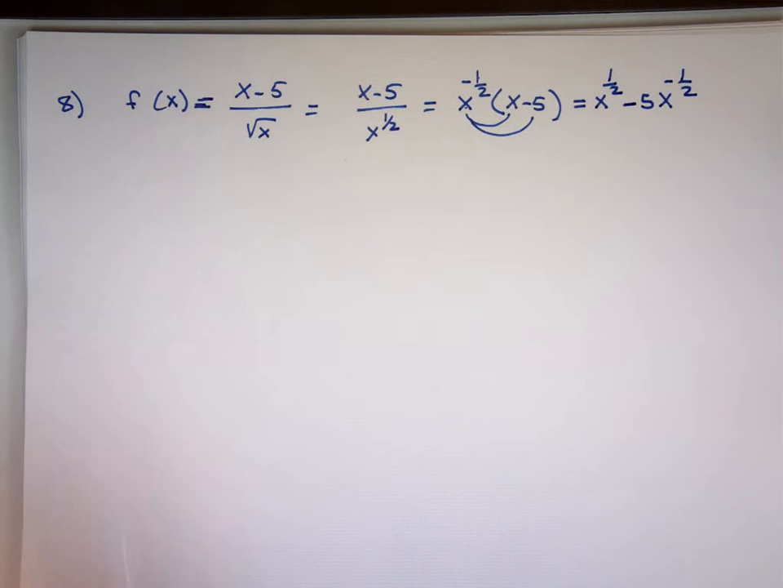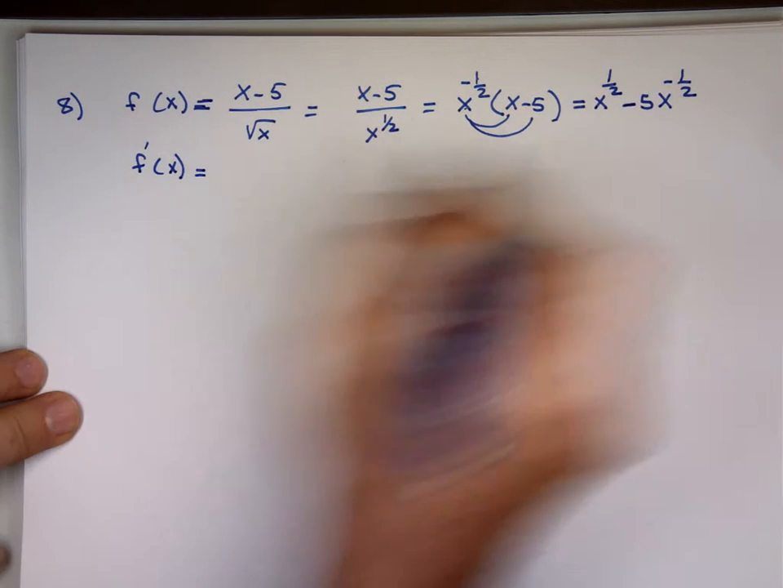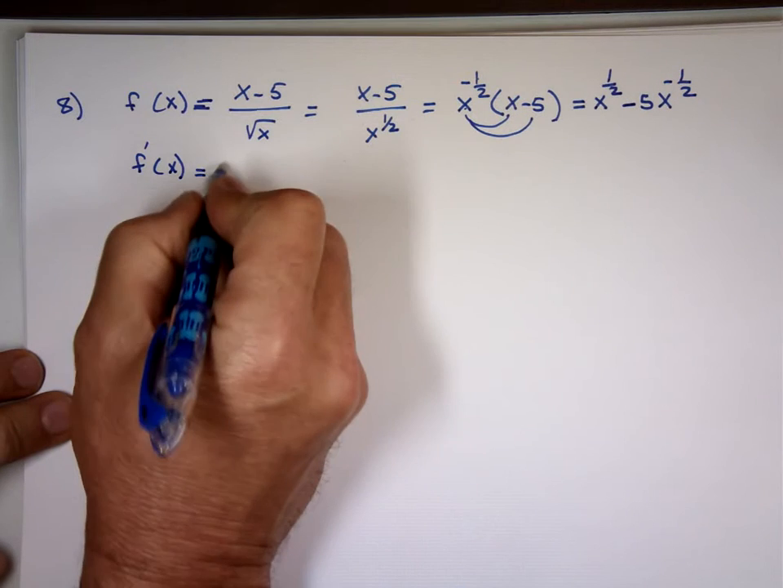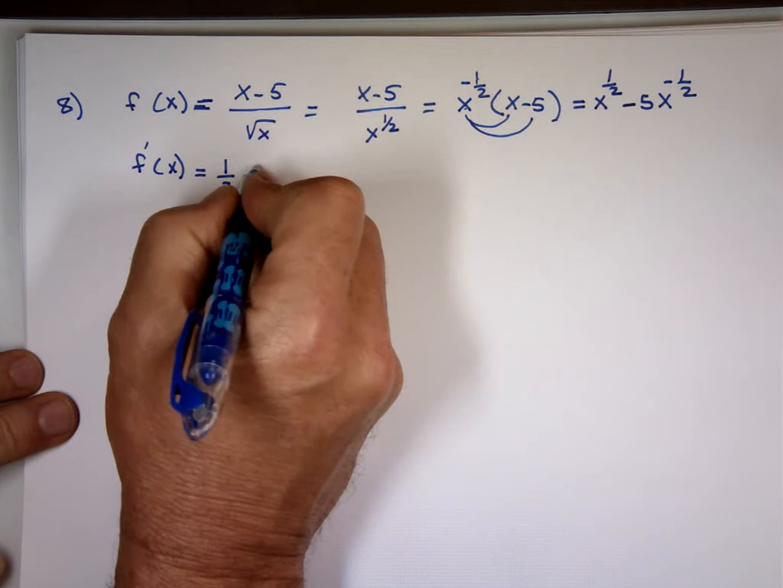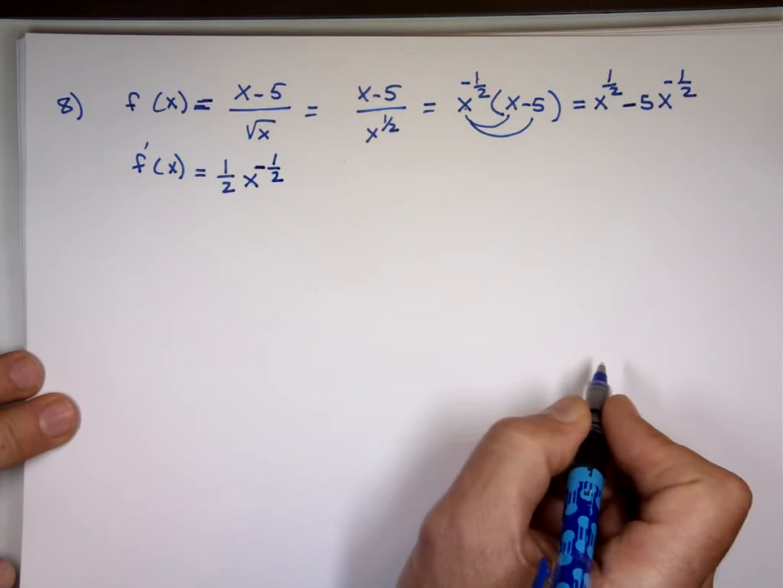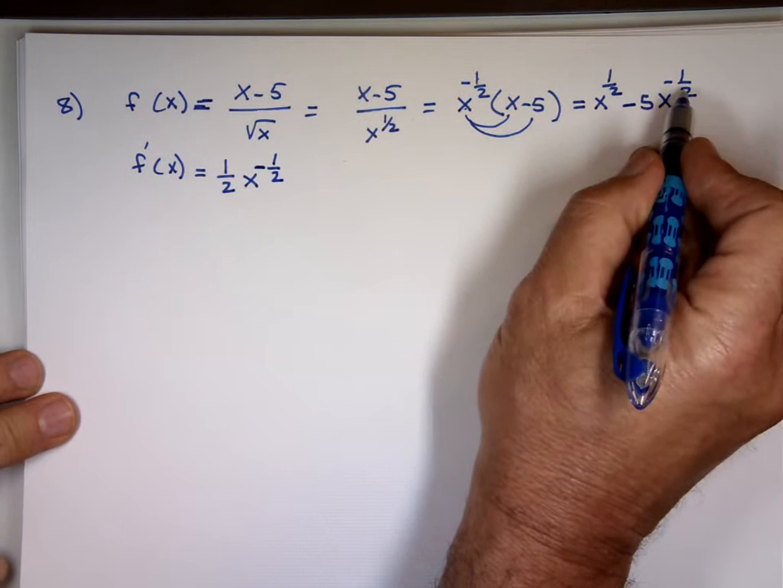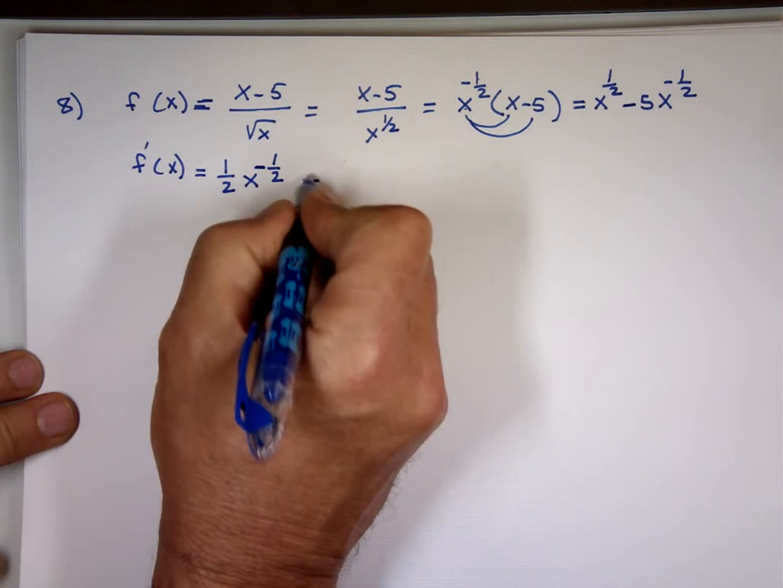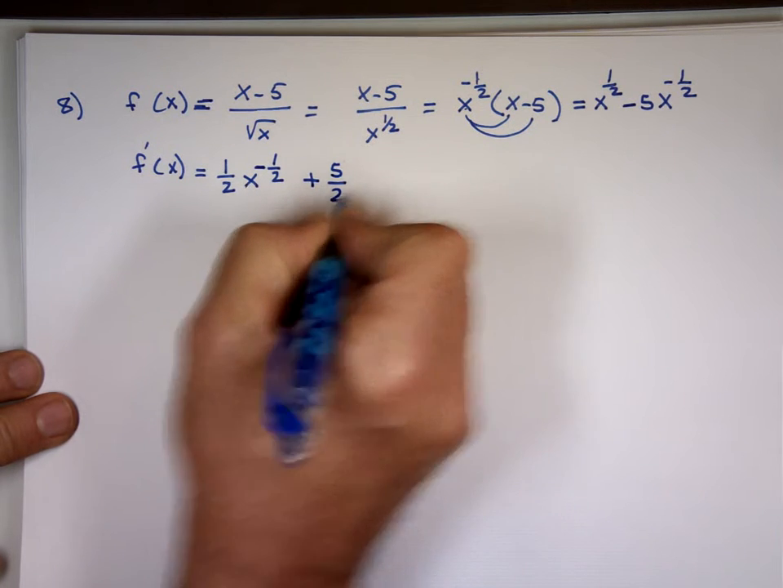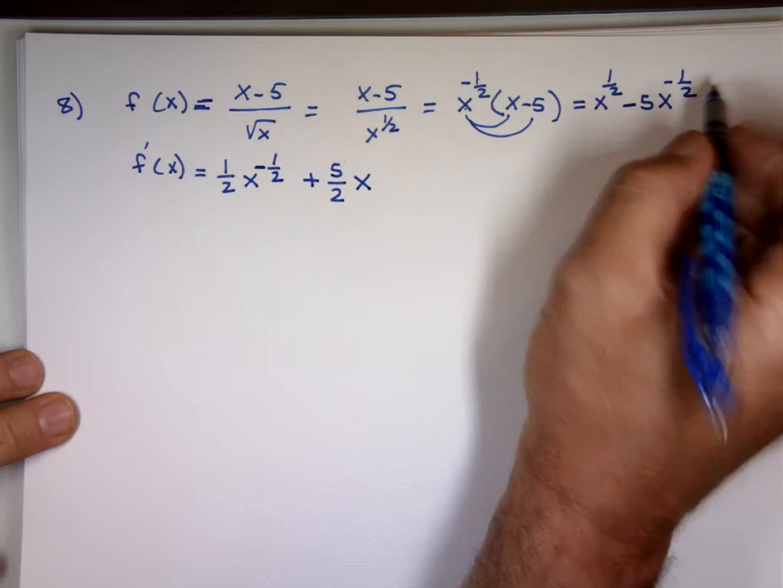So all I did is play with the algebra to rewrite that problem. Because now if I want to find the derivative of that, for this it's going to be 1/2, move the power to the front, and subtract 1 from the power. What is 1/2 minus 1? Minus 1/2. The next one is, what is negative 5 times negative 1/2? Plus 5 over 2. X, subtract 1 from the power. Minus 1/2 minus 1, that's negative 3/2.